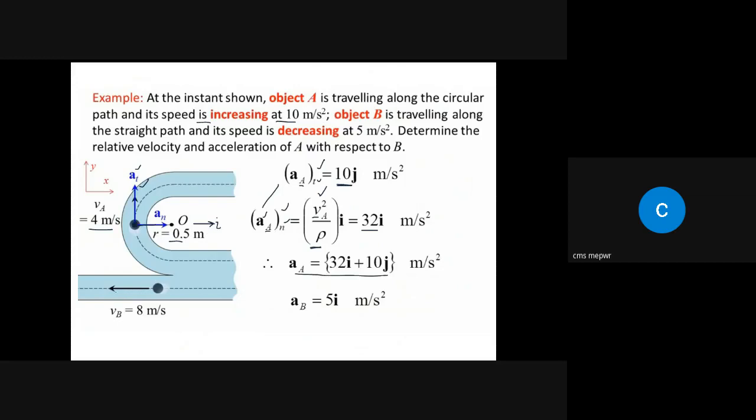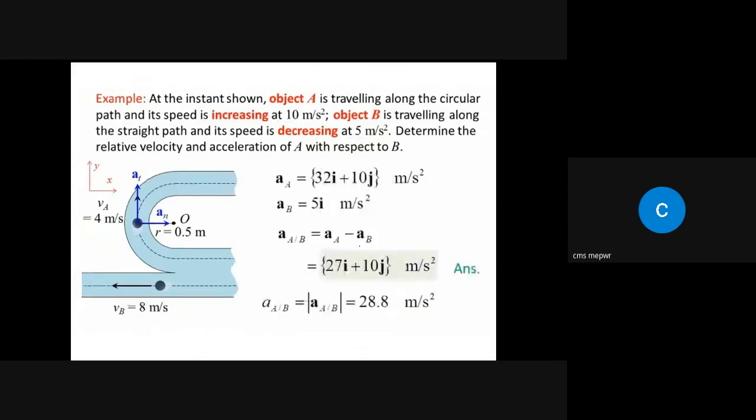And for particle B, they are saying that the velocity is decreasing at 5 meter per second square, so it means the acceleration is 5 meter per second square. And it is along the positive x-axis, right? So AB should be equal to 5i. Now what we need is the acceleration of particle A with respect to B, so it should be equal to the acceleration of particle A minus the acceleration of particle B.